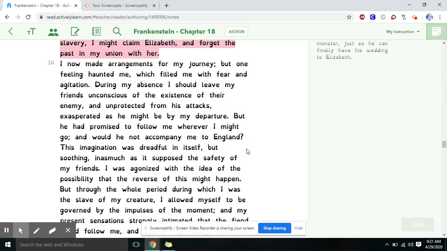I now made arrangements for my journey, but one feeling now haunted me, which filled me with fear and agitation. During my absence, I should leave my friends unconscious of the existence of their enemy and unprotected from his attacks, exasperated as he might be by my departure. But he had promised to follow me wherever I might go, and would he not accompany me to England? This imagination was dreadful in itself, but soothing inasmuch as it supposed the safety of my friends. I was agonized with the idea of the possibility that the reverse of this might happen.